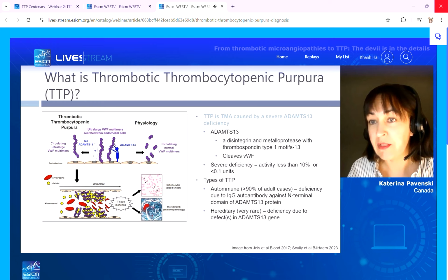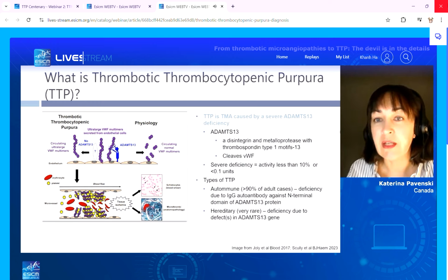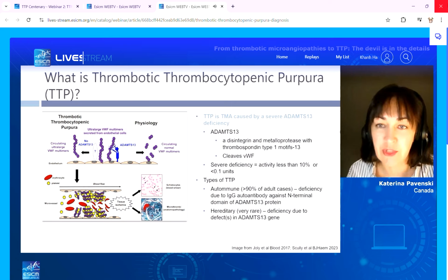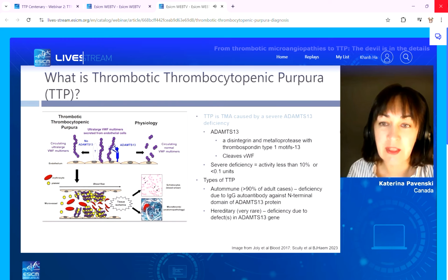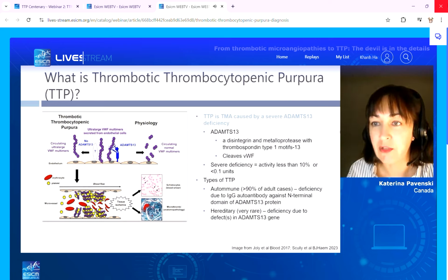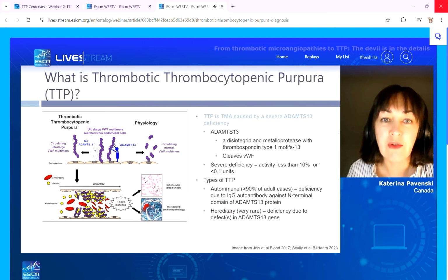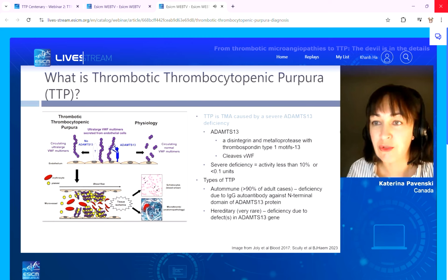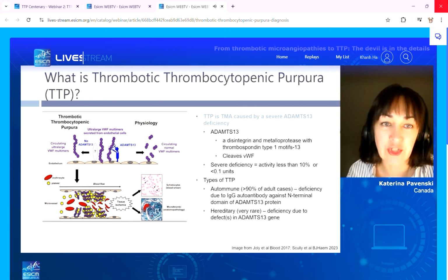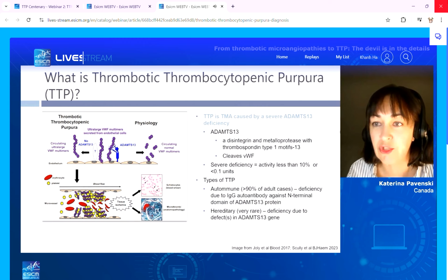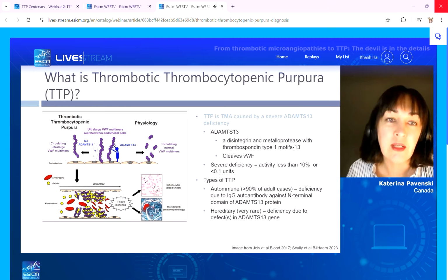So what is TTP then? Well, think of TTP as a type of TMA, but a type of TMA that is specifically caused by a severe deficiency of ADAMTS13. ADAMTS13 is a very important protein. It cleaves von Willebrand factor and prevents large von Willebrand factor multimers from accumulating, which, of course, if they start to accumulate, will interact with platelets, resulting in formation of microthrombi in the vasculature and organ damage.